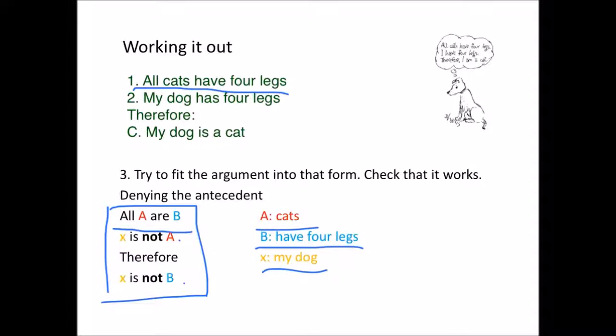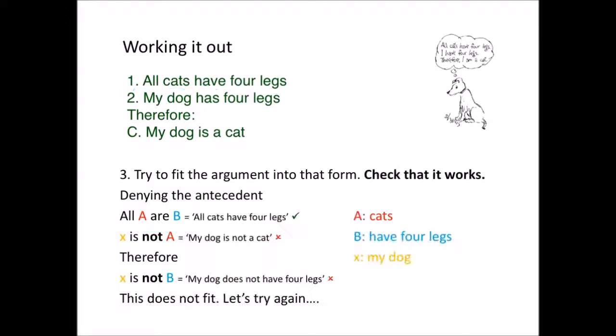Okay, I've tried to fit it into that form. Now I'm going to check that it works. How do I do that? So here's how you check it. According to this, the first premise is all A are B. A is cats and B is having 4 legs. So this should mean all cats have 4 legs. If A is cats and B is having 4 legs. And then we check that that is what the first premise actually says.